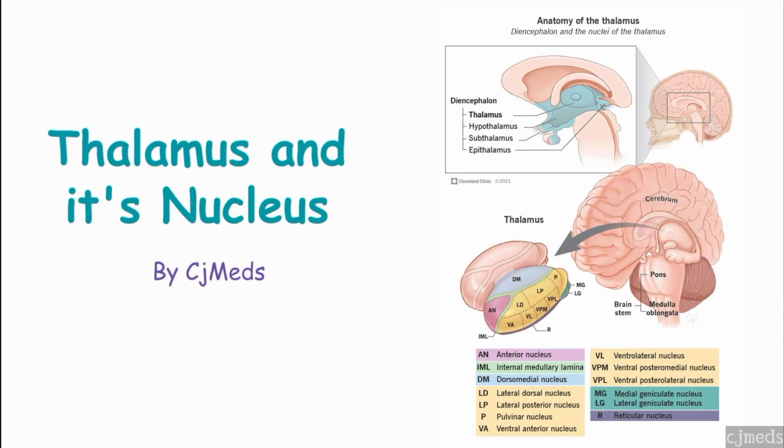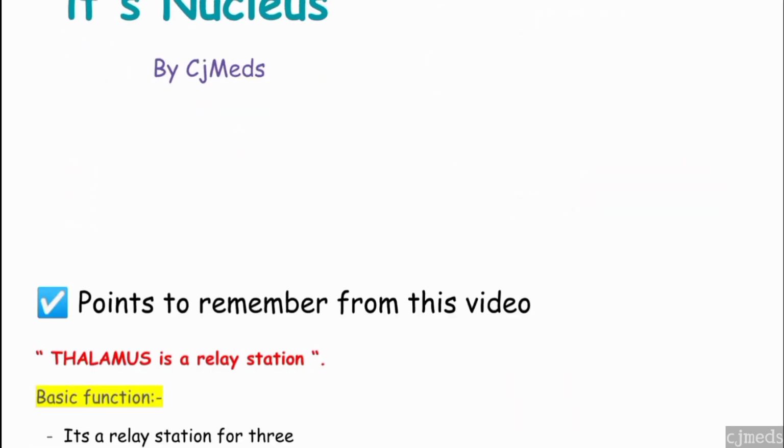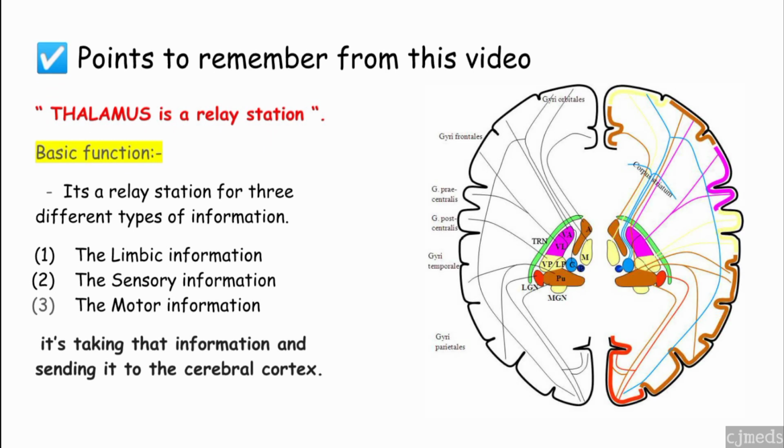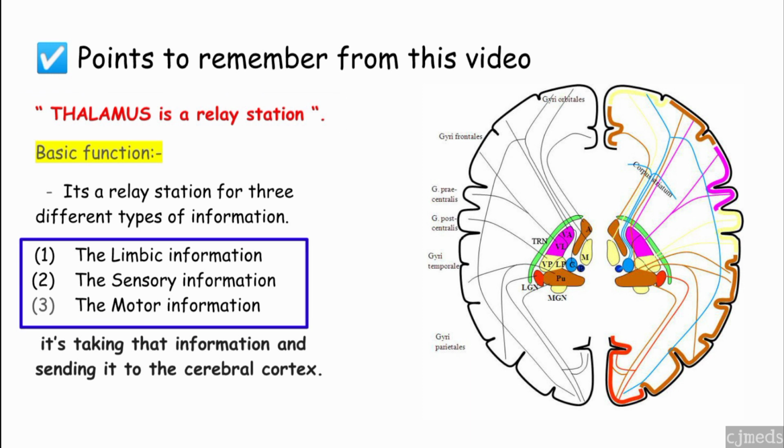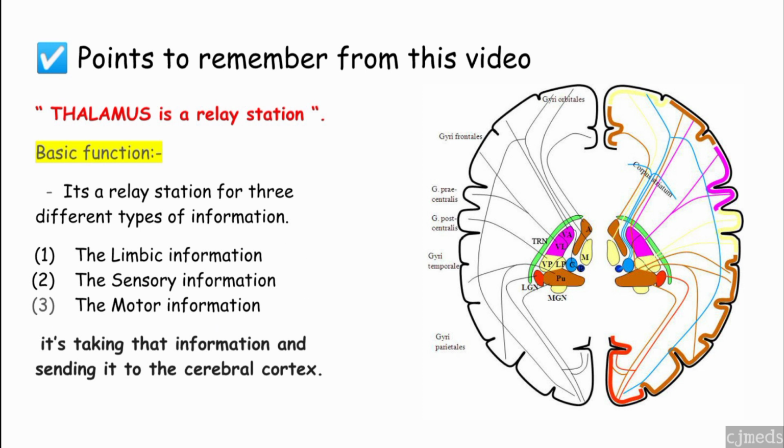In today's video, I am going to discuss the thalamus and its nuclei. Before starting this video, I want you to remember some things. The thalamus is a relay station, and its basic function is to relay three types of information: the limbic system information, the sensory information, and the motor information. The thalamus takes all that information and sends it to the cerebral cortex.